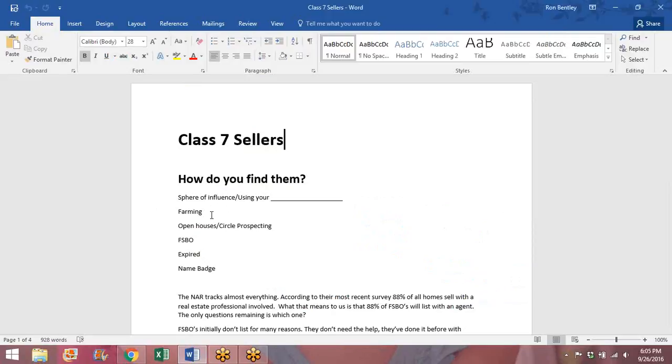Door hangers, postcards mailed there, neighborhood market updates. All those things work if you hit the same geographic area over and over and over again. You will find buyers and sellers. Open houses and circle prospecting. A few weeks ago, we talked about the Power Open House, where what you do as part of the open house is knock doors around the neighborhood to find out who would be interested in selling in the future. I personally did this about 2 weekends ago. Came across 2 people that gave me exactly their criteria for selling their houses and moving.